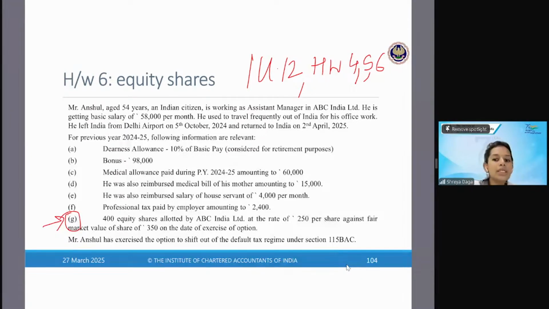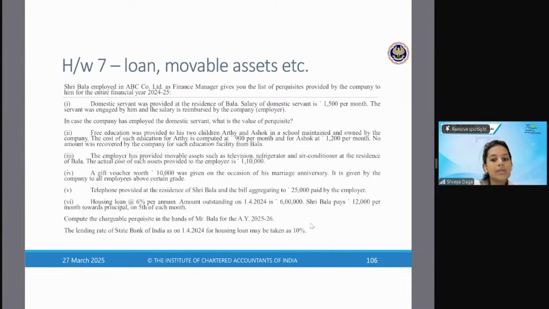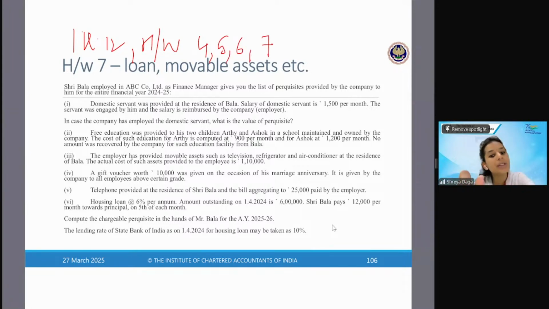You will do all this and come to the next class. There is one more homework that you can do. Homework number 7. There is one more homework you can do. So please note down homework for next class: illustration 12, homework 4, 5, 6, except G, and 7. Please attempt as much as you can. Leave what you can't. We will definitely discuss all these sums in the next class.